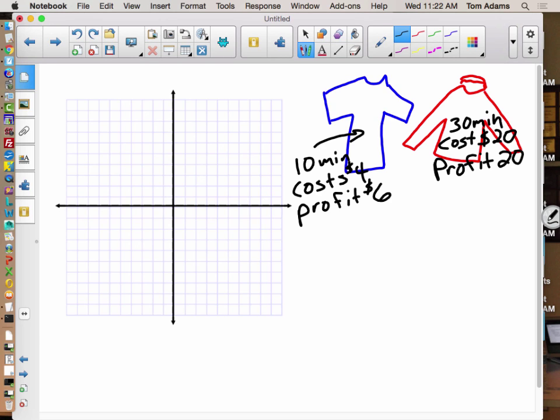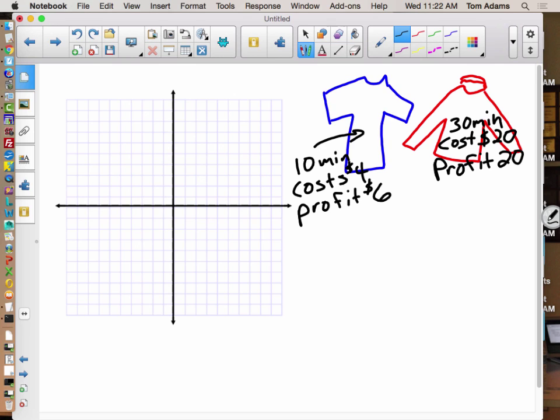Now, how many t-shirts do I need to make, and how many sweatshirts do I need to make for the maximum profit? Because I'm going to make them. I got to call somebody and say, hey, make me so many t-shirts and so many sweatshirts. But there are some other constraints.